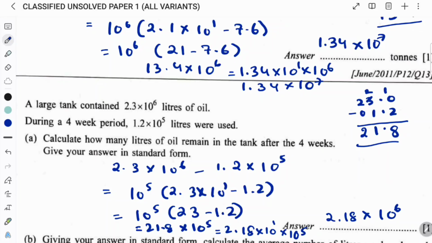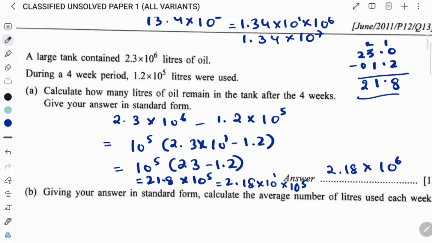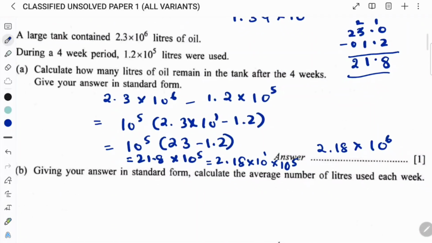All right, giving your answer in standard form, calculate the average number of letters each week. Average number of letters, 4 weeks were there. So in 4 weeks they have used 1.2 into 10 to the power 5 letters. So in each week you divide by 4, understood? In each week, obviously, you'll divide by 4.